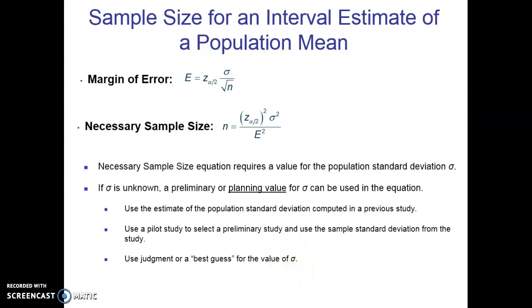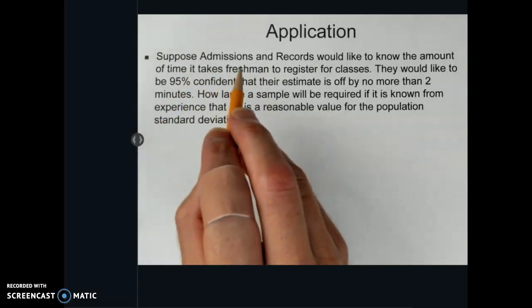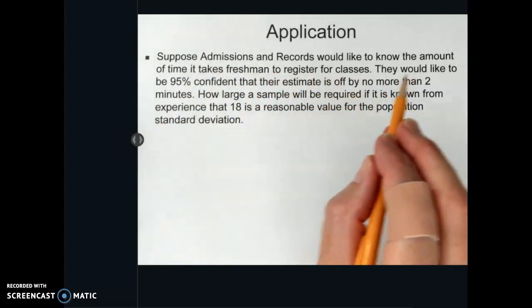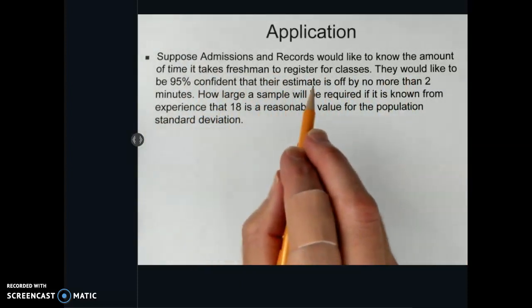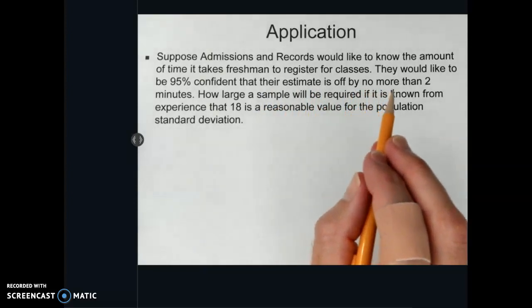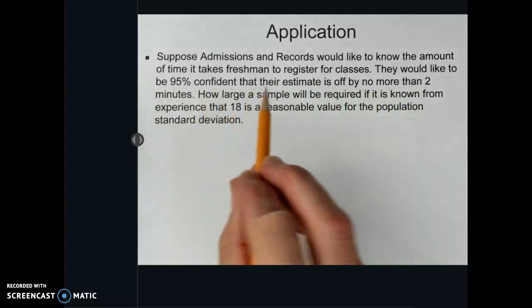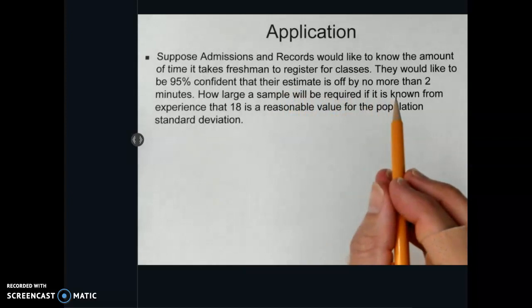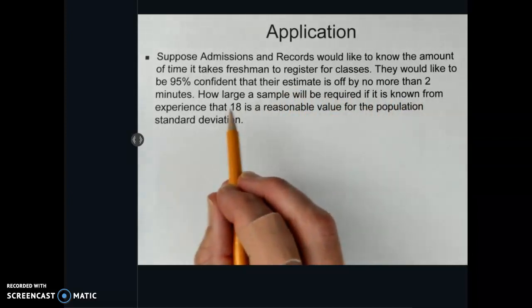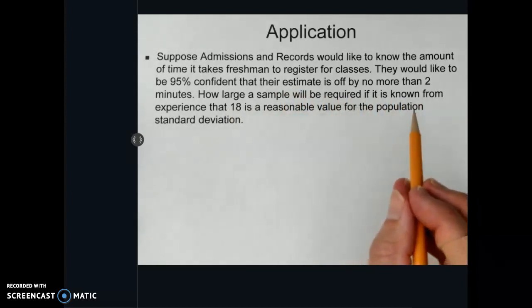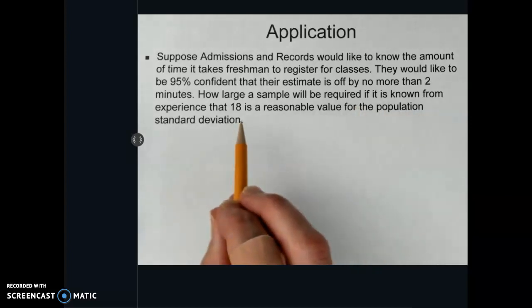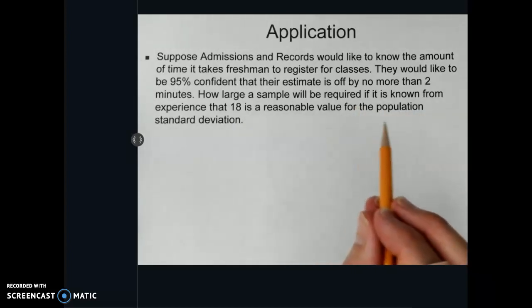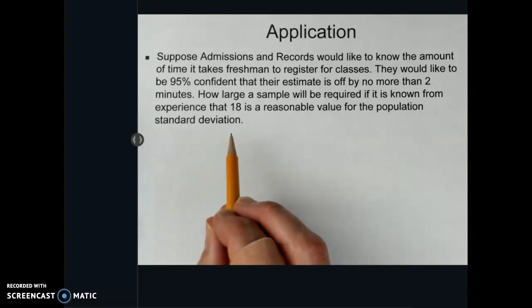Let's practice this. It says, suppose admissions and records would like to know the amount of time it takes freshmen to register for classes. They would like to be 95% confident that their estimate is off by no more than 2 minutes. How large a sample will be required if it is known from experience that 18 is a reasonable value for the population standard deviation?